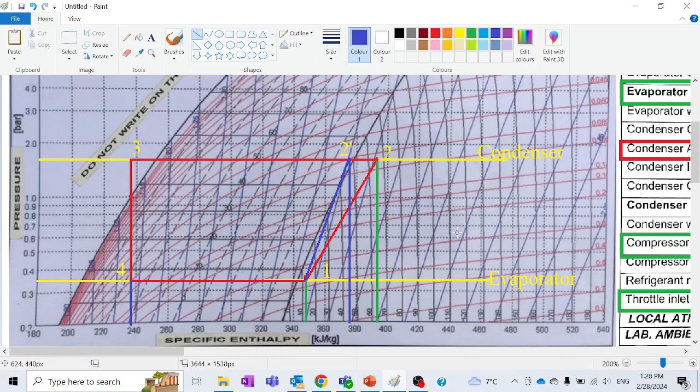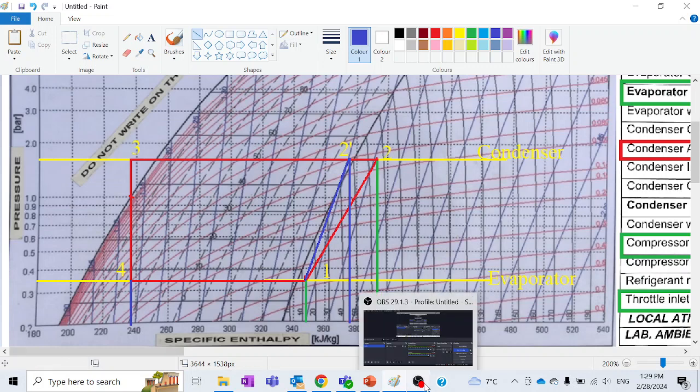So this is the complete trace of a refrigeration cycle that I have drawn using the data obtained from the lab. I hope this video will help you to trace your points and then finally submit your reports. So good luck and see you next time.